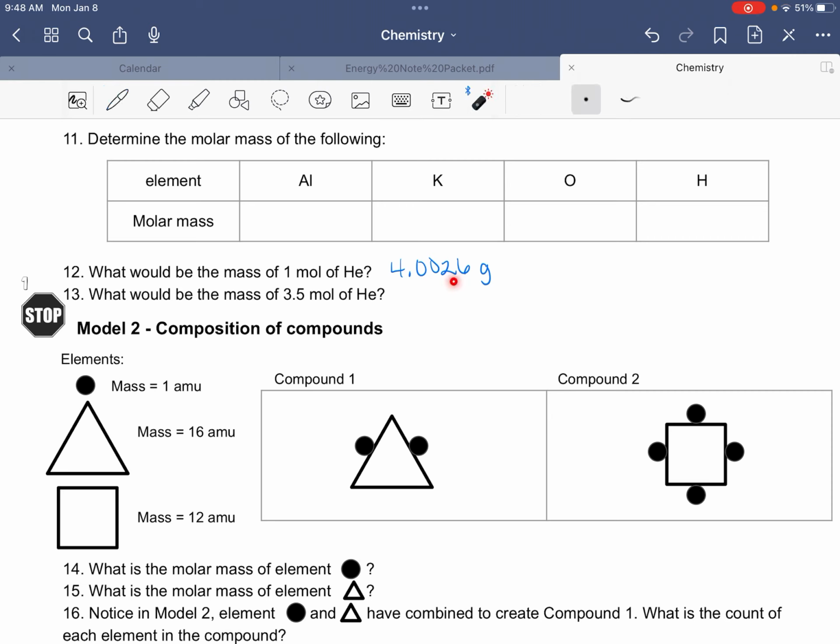Okay, and then for question 13, it says what would be the mass of 3.5 moles of helium? Okay, so if we know that 1 mole equals this, I can take the 3.5 times this mass in order to determine the mass of 3.5 moles of helium. So 3.5 times our 4.0026 is going to give us 14.0091 grams.